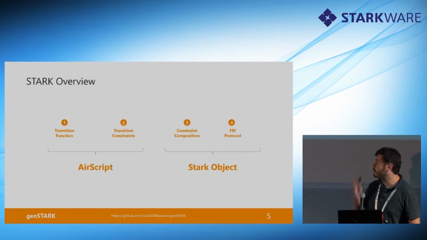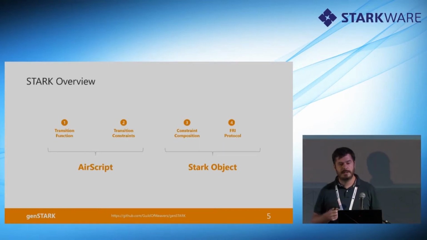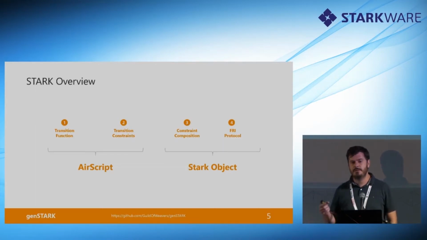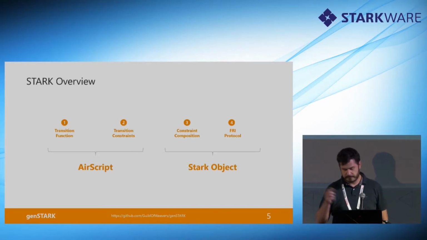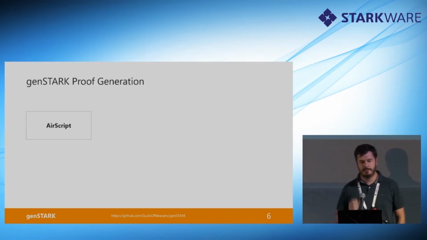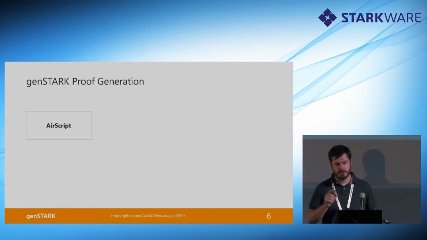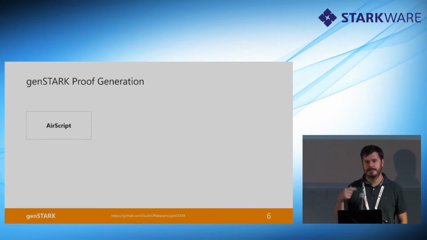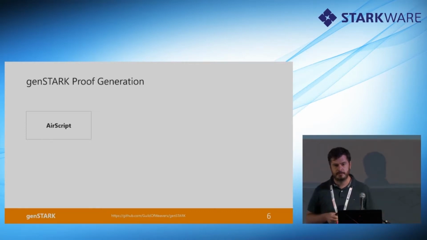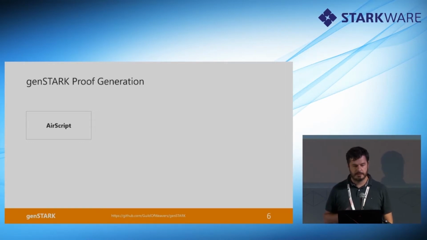And the way I broke it up in the library is that you have AirScript that defines the transition function and transition constraints. And then you have a STARK object that has the logic for composing the polynomial and running the FRI proof, or FRI protocol. All right, so let's go step by step. The first thing you start out with is AirScript, and I'll show an example of AirScript in a few slides. But AirScript, as I mentioned, defines the transition function and transition constraints. It also defines other things like the field you're going to be working with. It also defines constant and read-only registers, and I'll talk about them later as well.